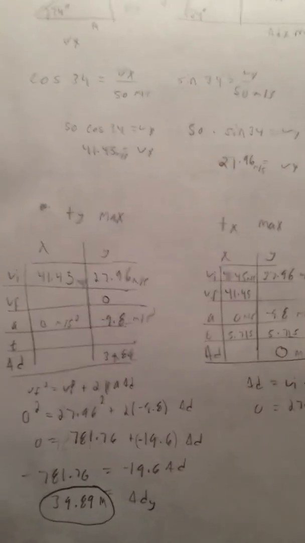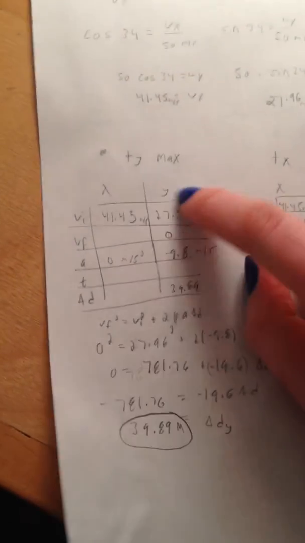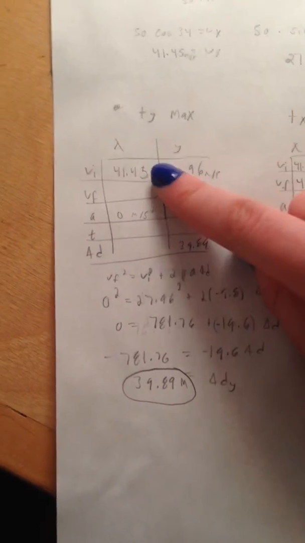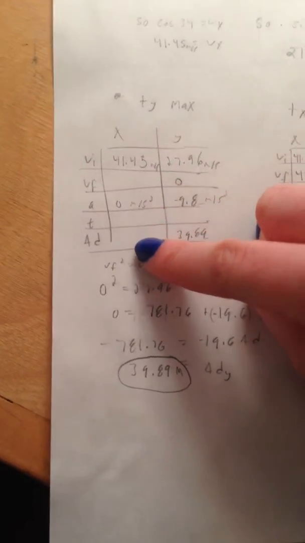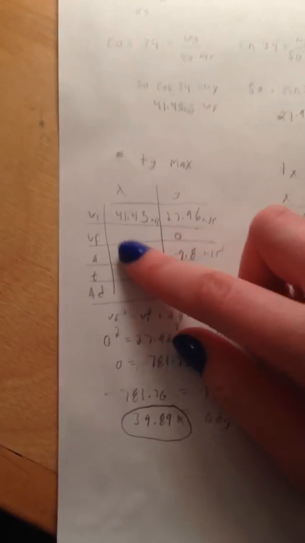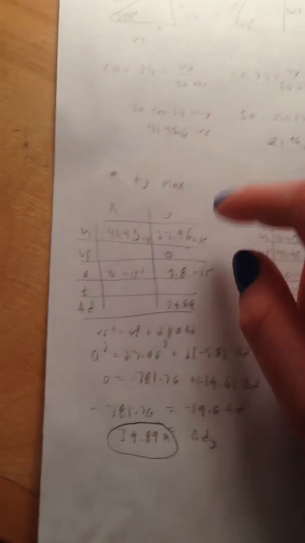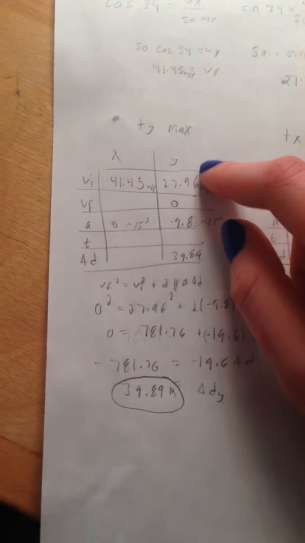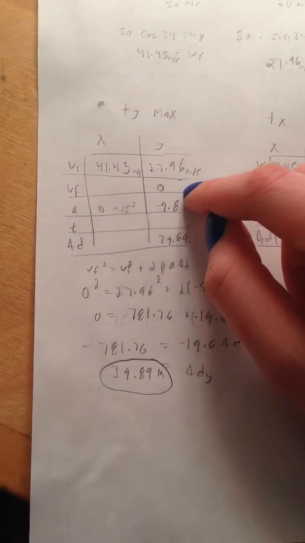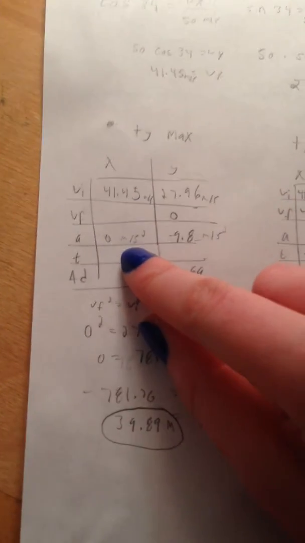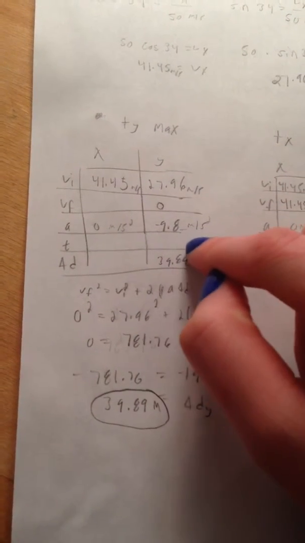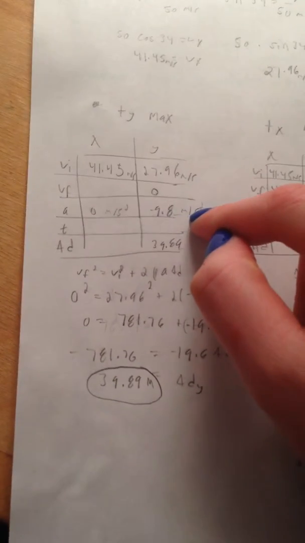And then I set up my two charts because I know that it occurs at different times. So I first did mine at Ty max, set up my x and y with the Vi, Vf, a, t, and delta D. I plugged in my initial velocities that I found in the first part, and I know that my Vf was 0 because at y max it's 0, and then I filled in the 0 meters per second squared and then negative 9.8 meters per second squared because those are always given.